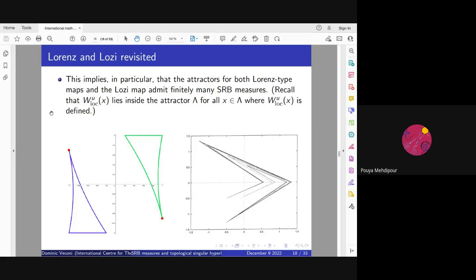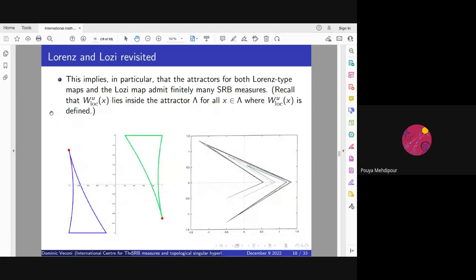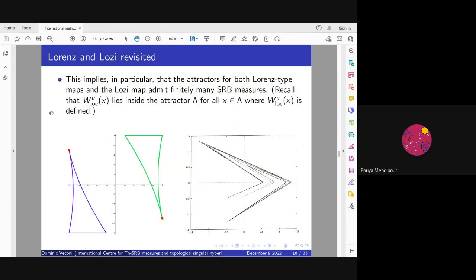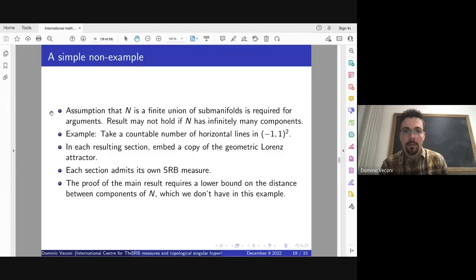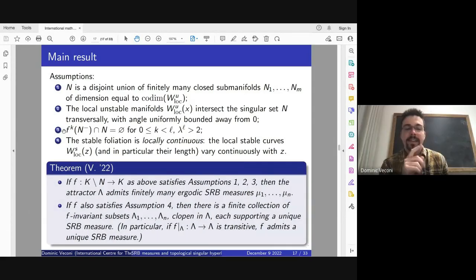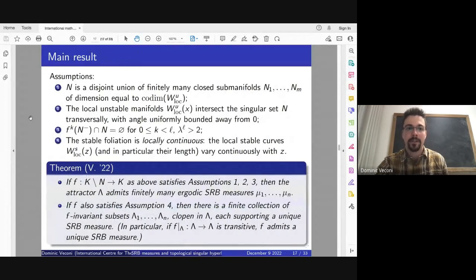That's my question. The third condition here, both of these maps satisfy it, yes? Yes. And in Pesin's work, this third condition was a condition as well. Which condition? I mean the F^k(N) intersection N equal empty set. Yes. So all three of these conditions do appear in not this result of Pesin's work, but a related one, and in the same paper. So yes, these do appear.